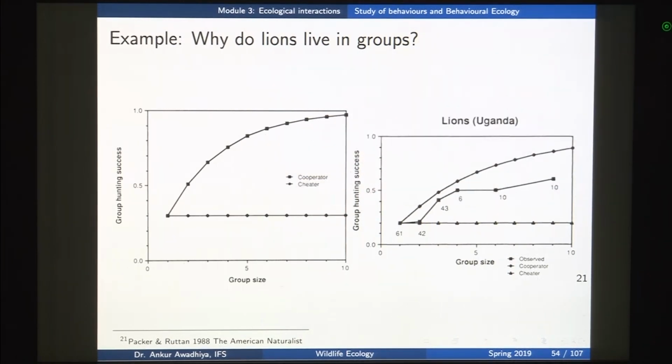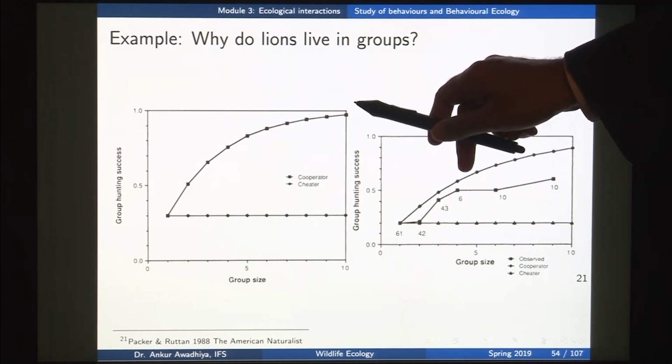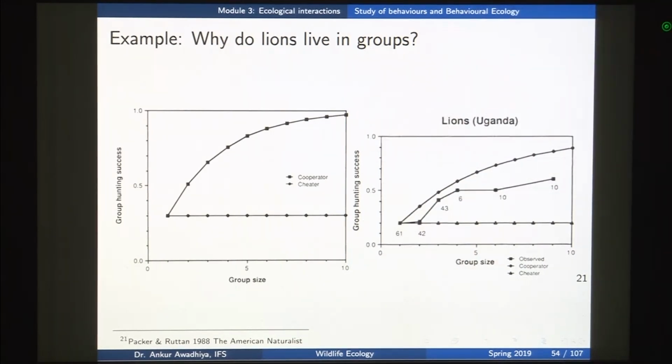As the size of the group increases and if they are able to cooperate fully, the group hunting success will become closer and closer to 1. Essentially, if you have 10 lions in the group cooperatively trying to hunt an animal, there is a very good chance that they will be able to hunt that animal, but that only happens if the lions are cooperating fully. Whereas, if the lions are trying to cheat or hunt by themselves and are not cooperating, so one lion is not cooperating with the next lion, the hunting efficiency will not increase. So, this is what our theoretical model states.